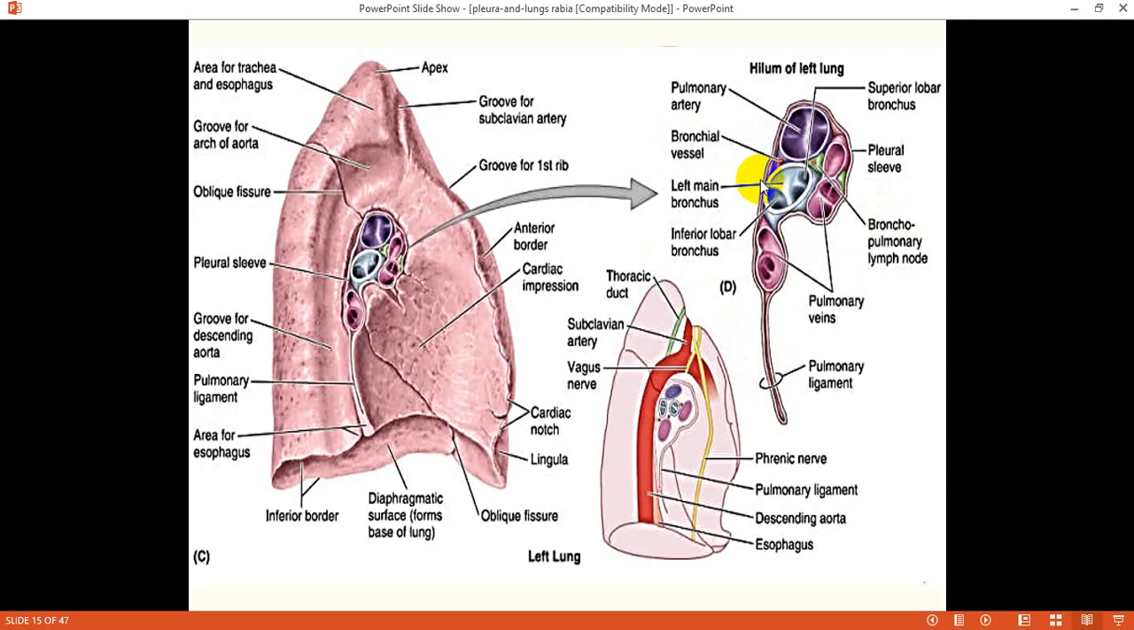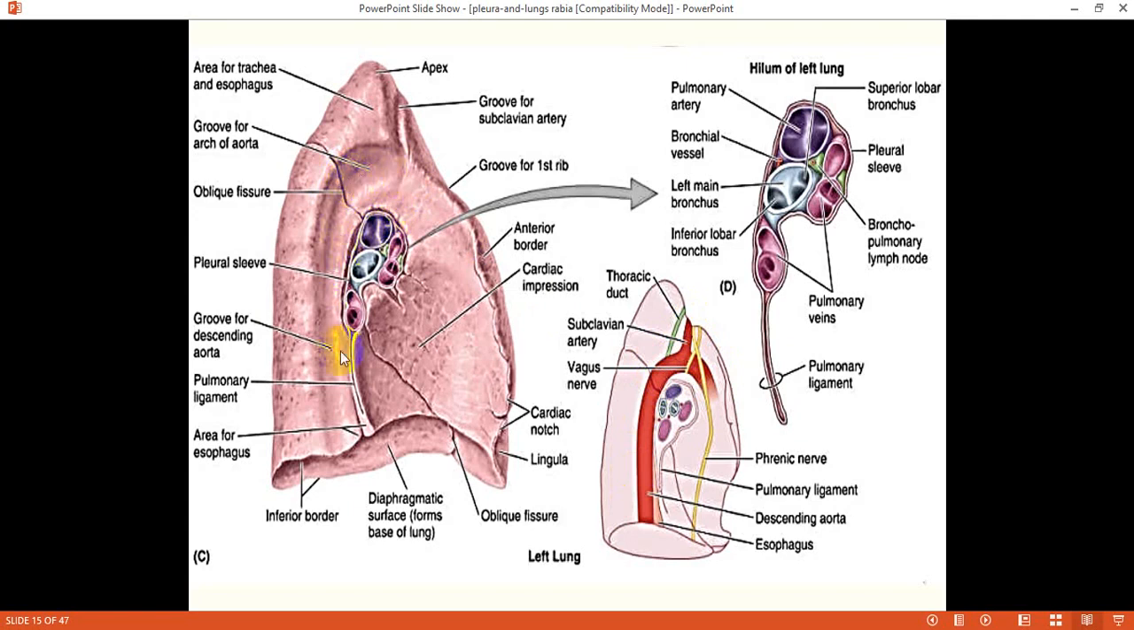Now, observing the relations and impressions of the mediastinal surface of the left lung, we can observe a large cardiac impression along with the cardiac notch of the anterior border. This impression is for the left ventricle mainly. Then we have the arterial impressions, as the arteries are lying on the left side. So the impression of the arch of aorta is over the root of the left lung.